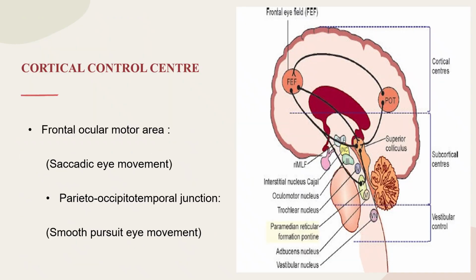Next, the headings we have studied are cortical control center and subcortical control center. So in this we are going to study first about the cortical control center. In cortical control center there are two centers. One is frontal ocular motor area and the other one is parieto-occipito-temporal junction. So what are the functions of these areas? This frontal ocular motor area has function for the saccadic eye movement, while the parieto-occipito-temporal junction has function for the smooth pursuit eye movements.